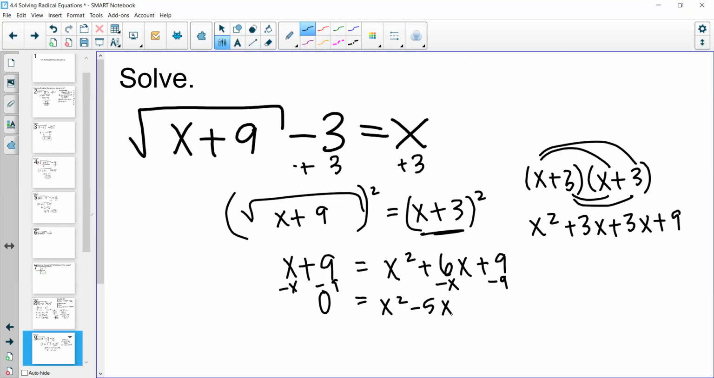Okay, so then once we get to this point, what we want to do is check our answers here. And so we end up getting 0 equals, I'm going to factor out the greatest common factor, x minus 5, not plus 5.